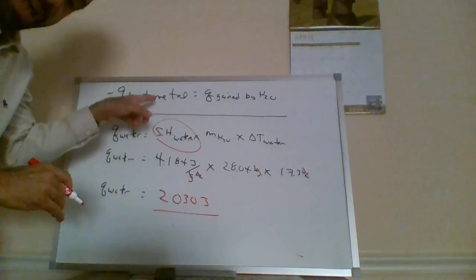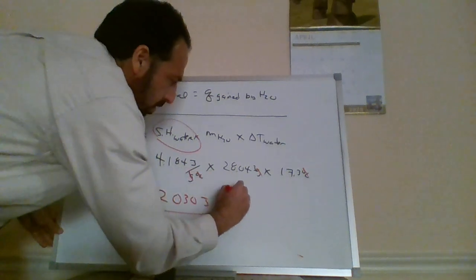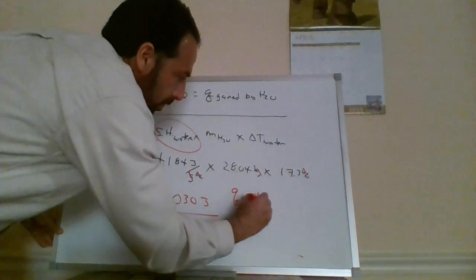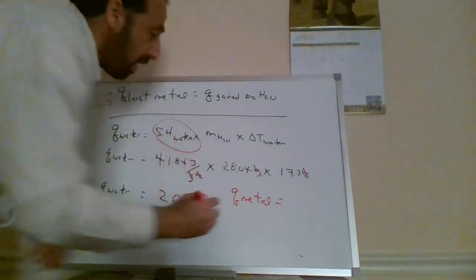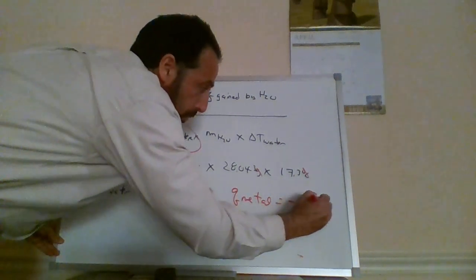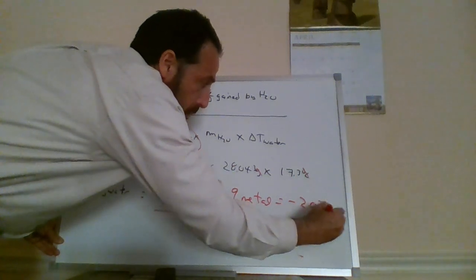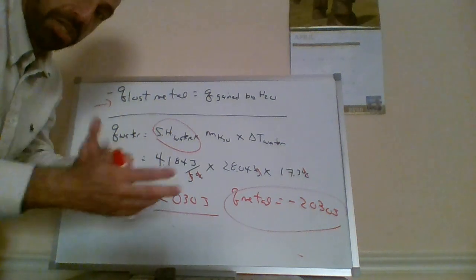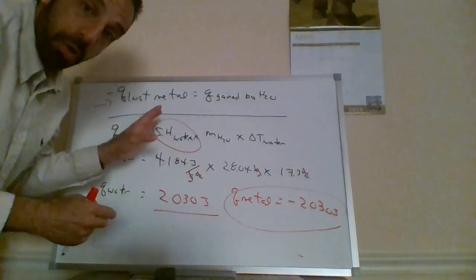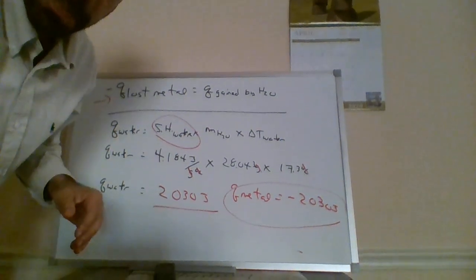Now, that's going to be the same value as the metal. The only difference is, since the metal lost heat, it has a negative value, exothermic, negative 2,030 joules. This is a good application of the law of conservation of energy. Energy can't be created or destroyed, but it can be transferred from one form to the next.